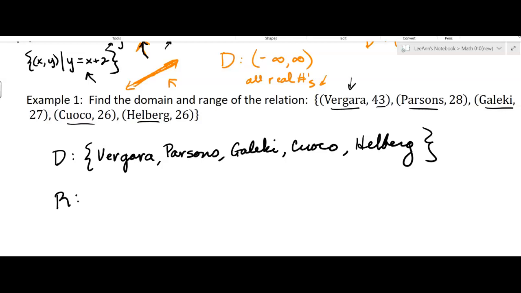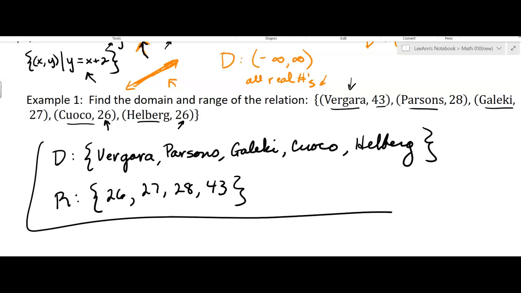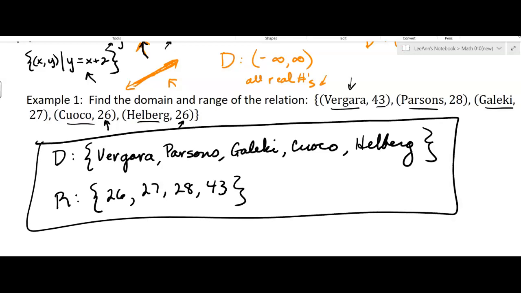The range, well, that's how much money they're making per episode. Now, you can put them in order from smallest to largest. Usually they do that. I don't really care. But see the 26? You don't list that twice. You only list it once. Okay, so 26, 27, 28, and 43. Okay, so that would be the answer. And we're just identifying domain and range.